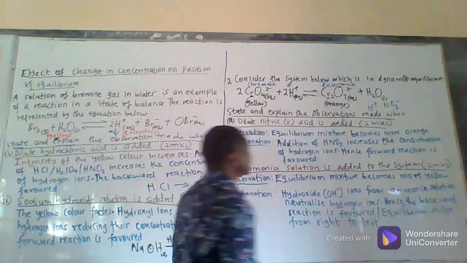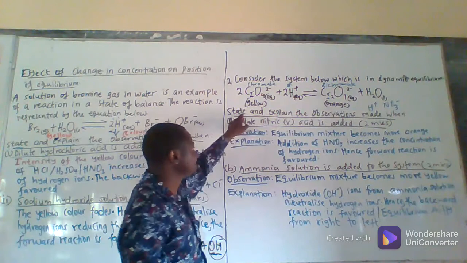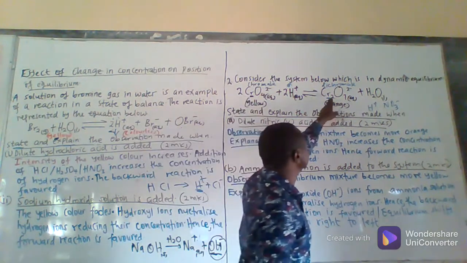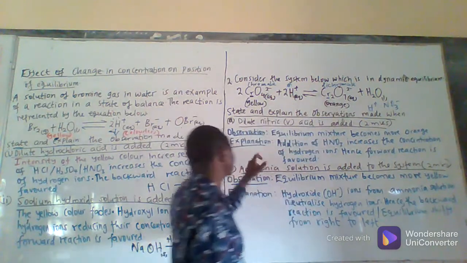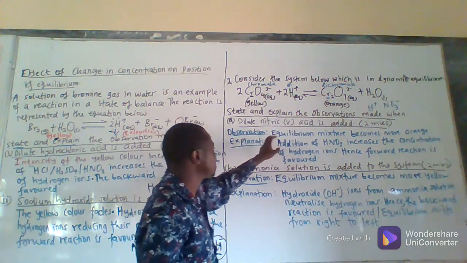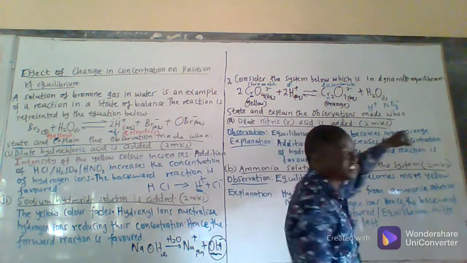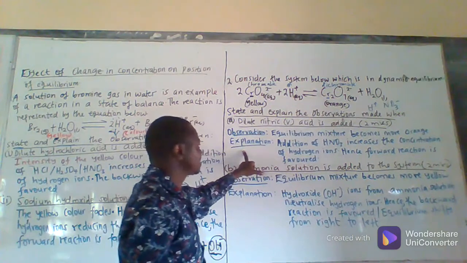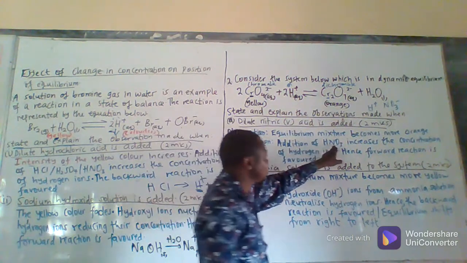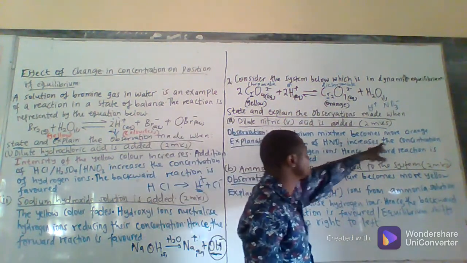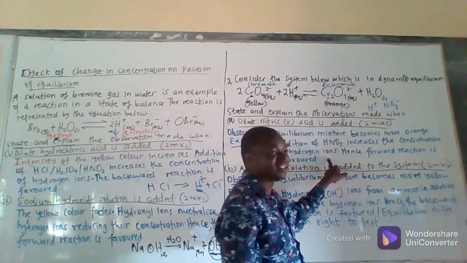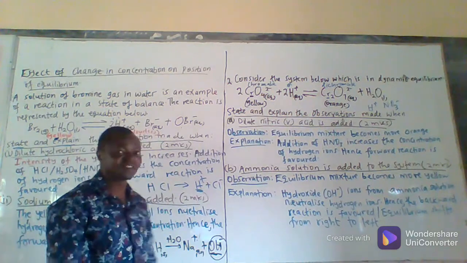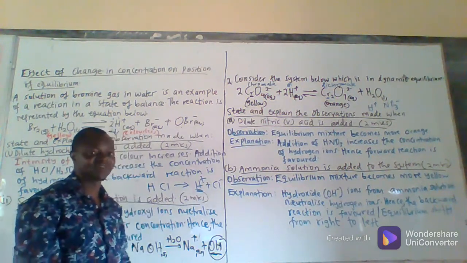And therefore, because we have been told to start by stating the observation, since the forward reaction is going to form the dichromate, which is orange, we start by saying that the observation is that the equilibrium mixture becomes more orange. And now the explanation is that addition of nitric acid increases the concentration of hydrogen ions. Hence, the forward reaction is favored. That is when you add an acid to this particular system.